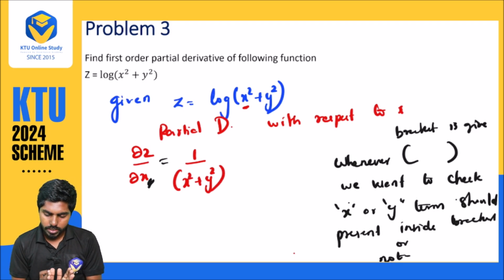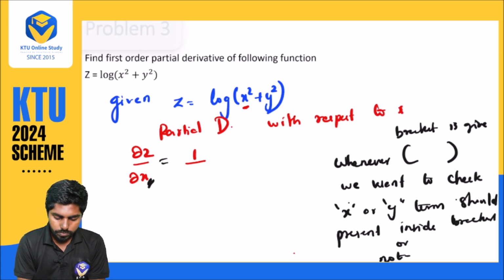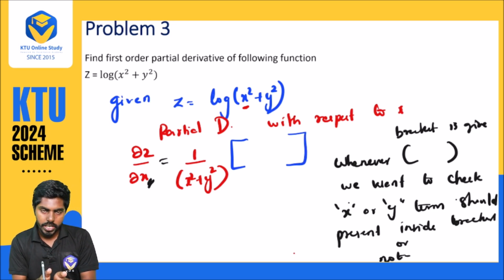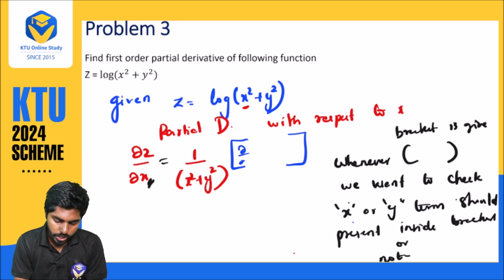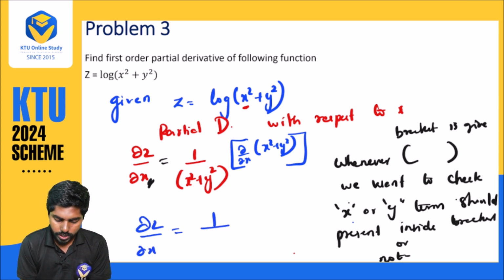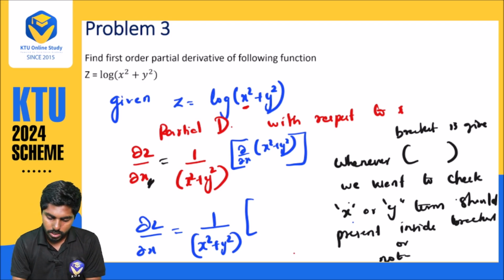So first we write what is inside the bracket, that is nothing but (x square plus y square). Now the partial derivative of the inside of the bracket, dou by dou x of x square plus y square. What will happen? That is nothing but dou z by dou x is equal to 1 divided by x square plus y square.